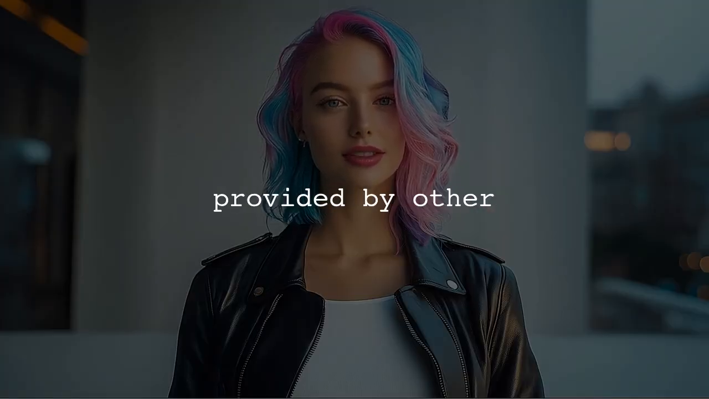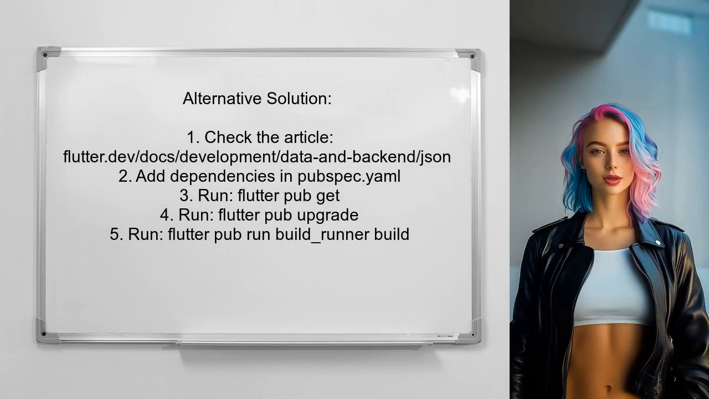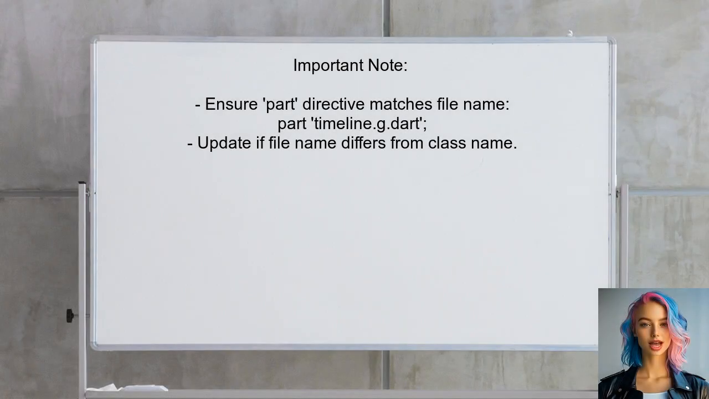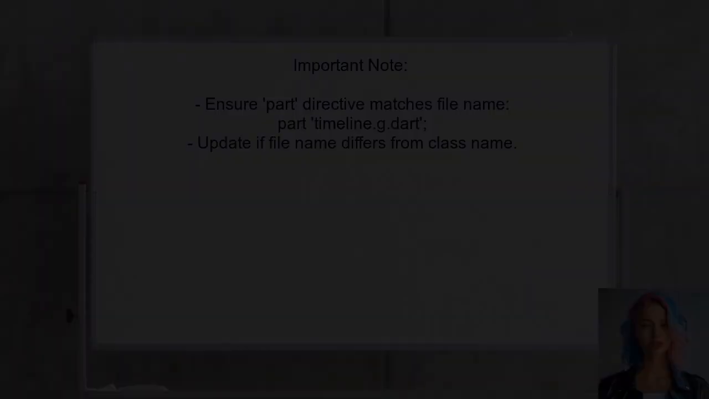Now, let's look at the answers provided by other users. An alternative solution suggests checking a specific article on Flutter's website for guidance. The user emphasizes ensuring all steps are followed, including adding dependencies in the pubspec YAML file, running flutter pub get, flutter pub upgrade, and finally executing flutter pub run build_runner build. Additionally, it's important to ensure that the part directive matches the file name. If your file name differs from your class name, you should update the part directive accordingly.